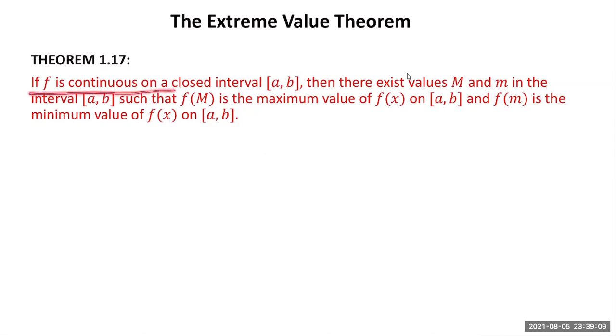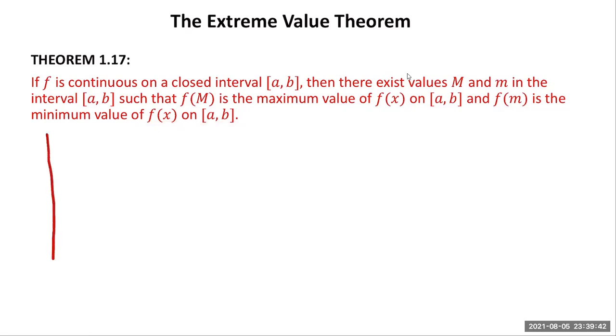If f is continuous on a closed interval [a, b], then there exist values uppercase M and lowercase m in the closed interval [a, b], such that f of uppercase M is the maximum value of f of x on [a, b], and f of lowercase m is the minimum value of f of x on the interval [a, b]. Okay, let's look at an example to understand this.